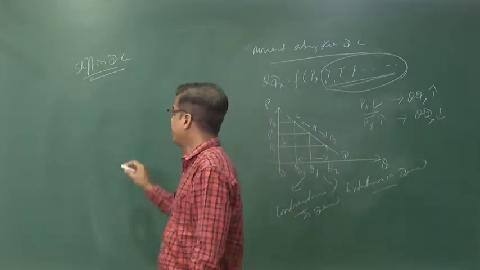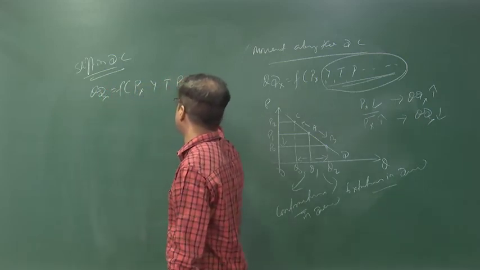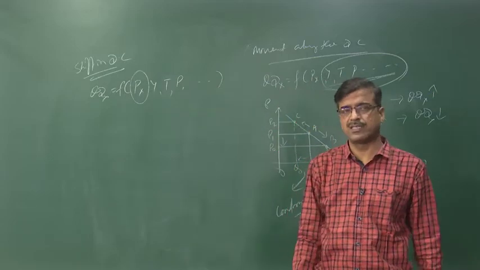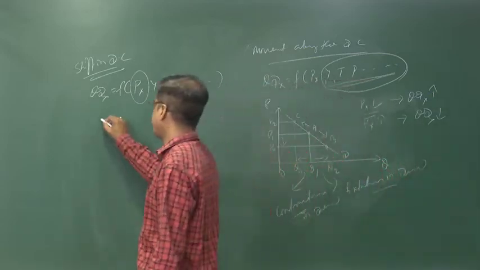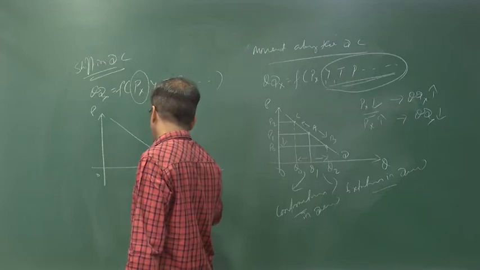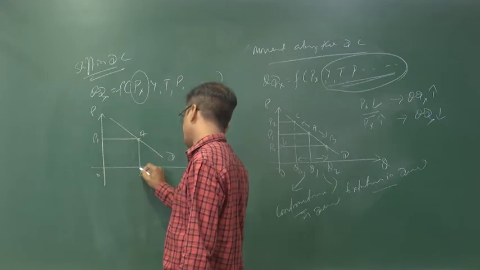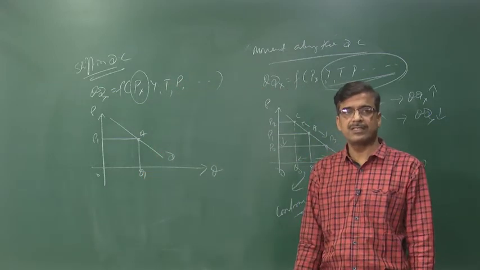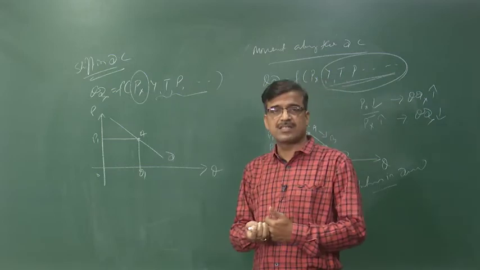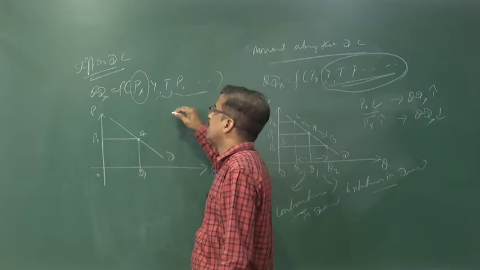Now move to the shift in demand curve. In this case, quantity demanded is a function of its price, income, taste, preferences and so on. But let us assume price is constant. Corresponding to the price P1 on the demand curve D, we are at point A consuming Q1. Now, if income of the consumer increases, or taste or preference increases, anything increases, then what do we find?